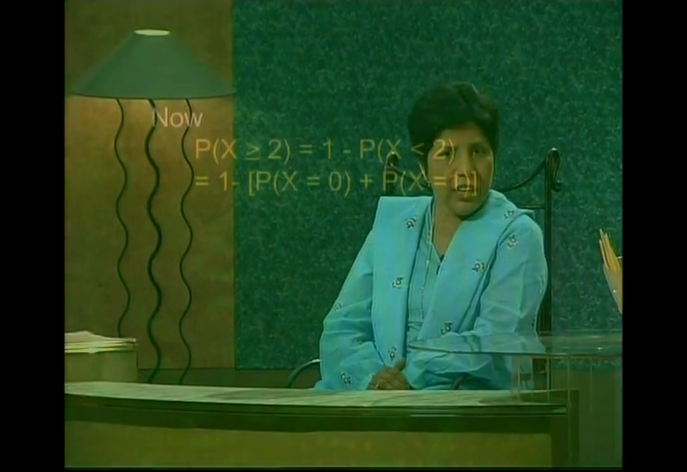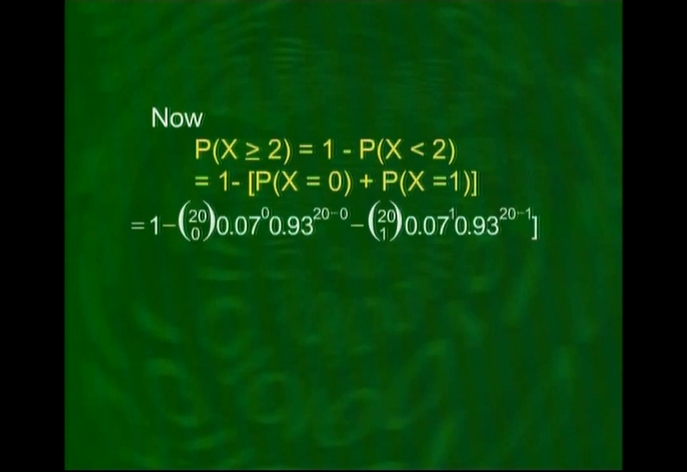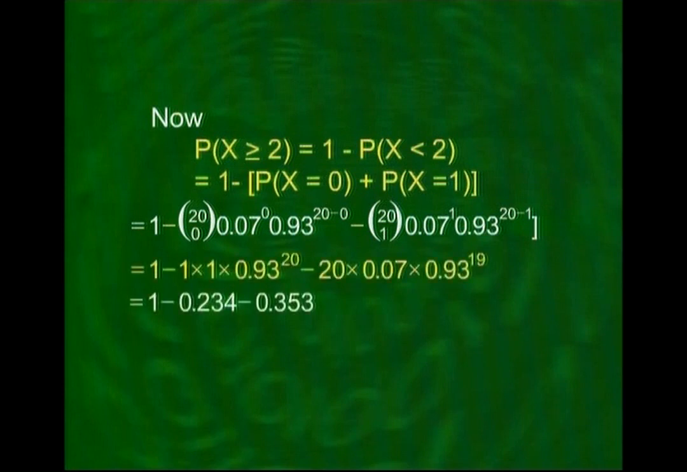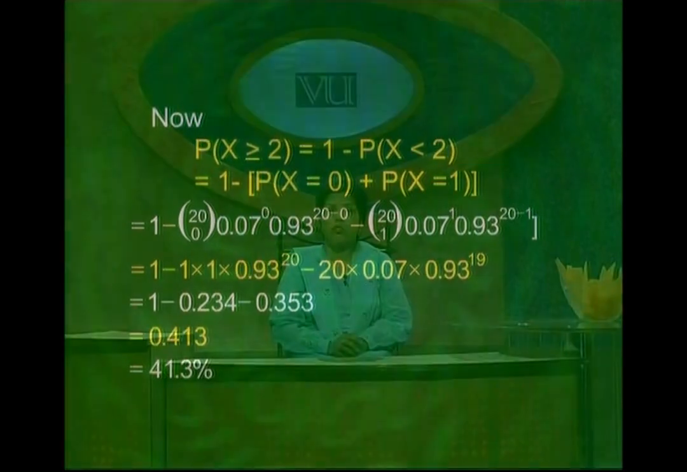So, as you now see on the screen, the required probability is equal to 1 minus 20C0, 0.07 raised to 0 into 0.93 raised to 20 minus 0 minus 20C1 into 0.07 raised to 1 into 0.93 raised to 20 minus 1. Solving these expressions, the probability that X is greater than or equal to 2 comes out to be 41.3%.